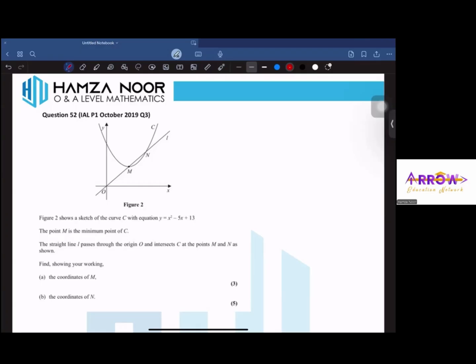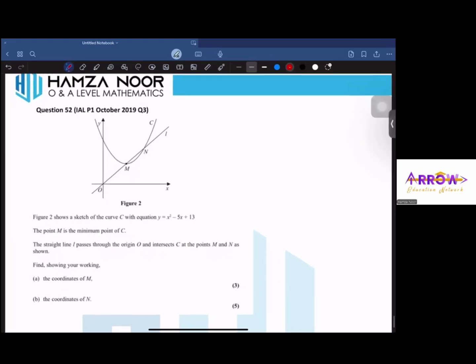Figure 2 shows a sketch of the curve C with equation y equals x squared minus 5x plus 13. The point M is the minimum point of the curve C. Okay, the point M is the least point over here. The straight line L passes through the origin O and intersects C at the points M and N as shown. The requirement of part A is to find the coordinates of M. Then we have part B in which we have to tell the coordinates of N, and then we will move on to part C as well.